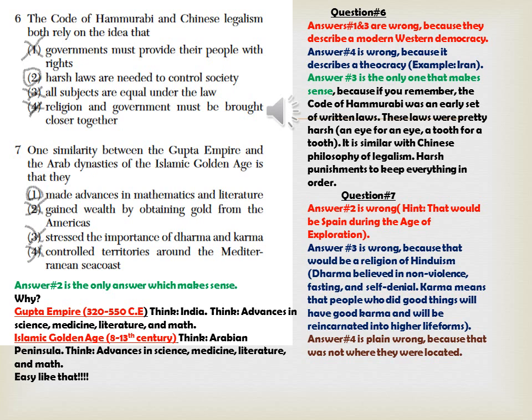So, answer number 4 is just plain wrong. You just gotta know the map, and that was not where they were located. Mediterranean Sea coast. I mean, even if you look at the question, Arab dynasties, Arabian Peninsula, right away it tells you right here. Good. So, answer number 2 is the only one that makes sense.